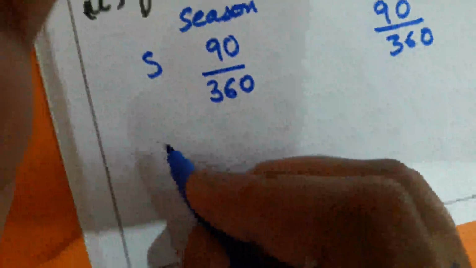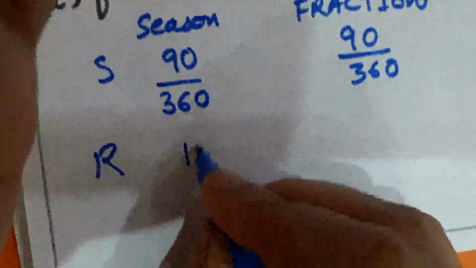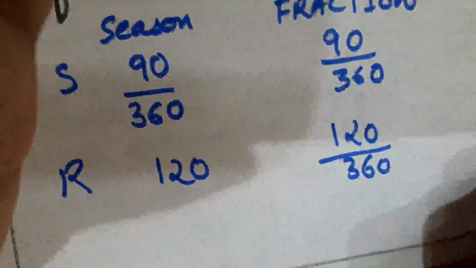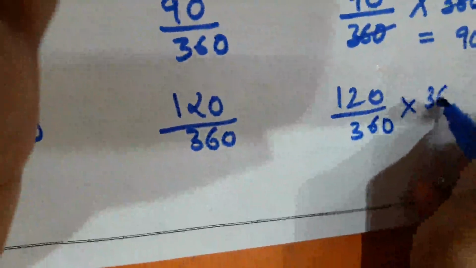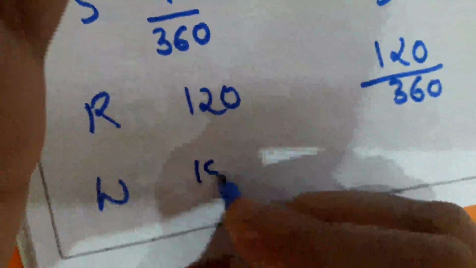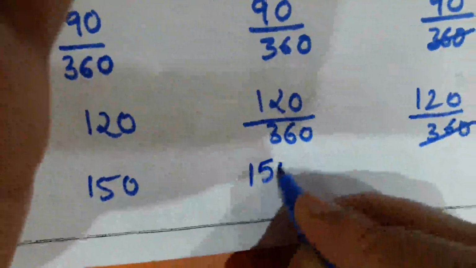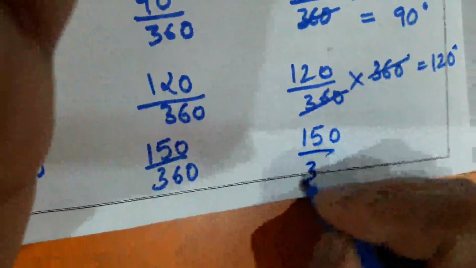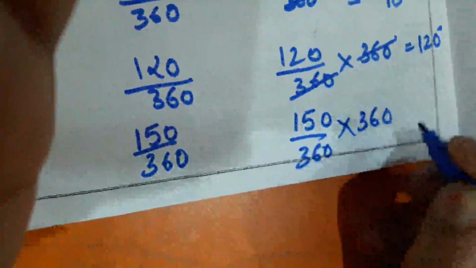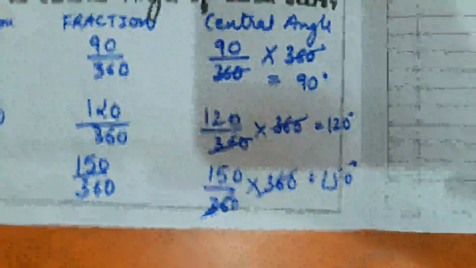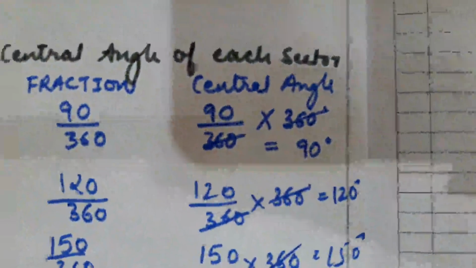Now for rainy, we are having 120 votes, so 120 upon 360. Now 120 upon 360 multiplied by 360 for finding the central angle gives you 120 degrees. Okay, now for winter, the number of votes you are having is 150, so 150 upon 360 will be your fraction. Now calculate 150 upon 360 multiplied by 360 for finding the central angle, they cancel out each other, you will get 150. So you now have three angles: 90, 120 and 150.